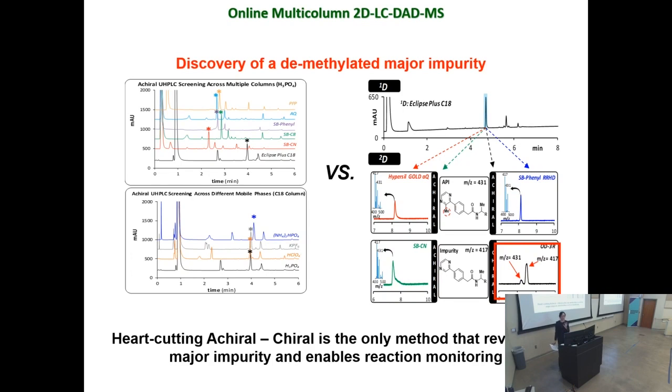This time, in the second dimension, we put a few achiral columns and chiral columns. So we can see only the chiral column can separate the methylated compound and the demethylated compound with baseline separation. Also, the peak identity was confirmed by mass spec. So the hard cutting with the achiral-chiral combination is the only method that resolves the major impurity and enables reaction monitoring.